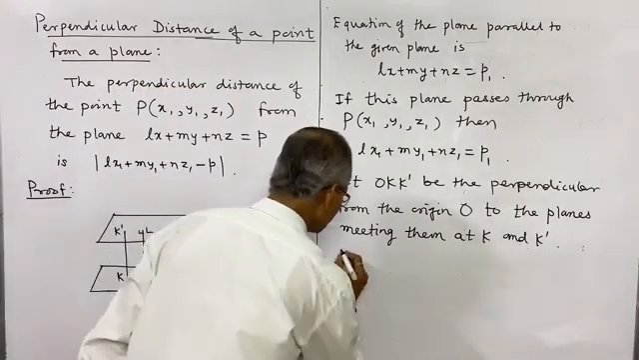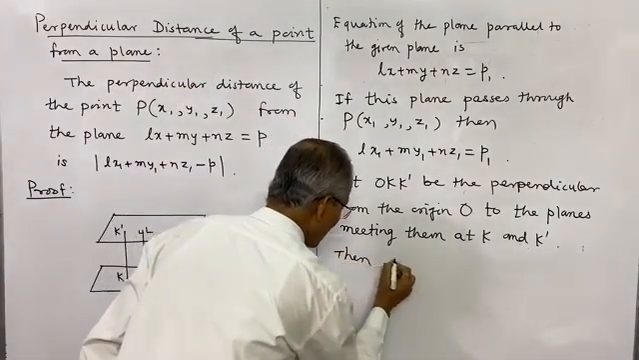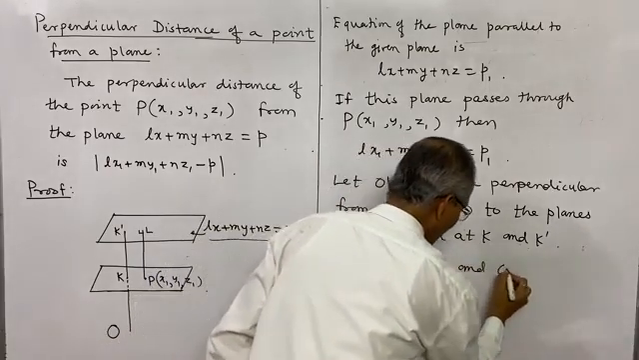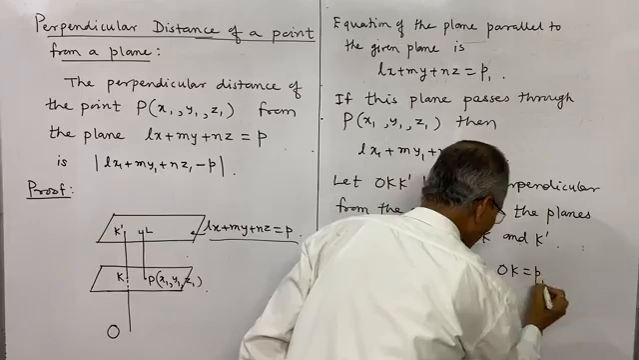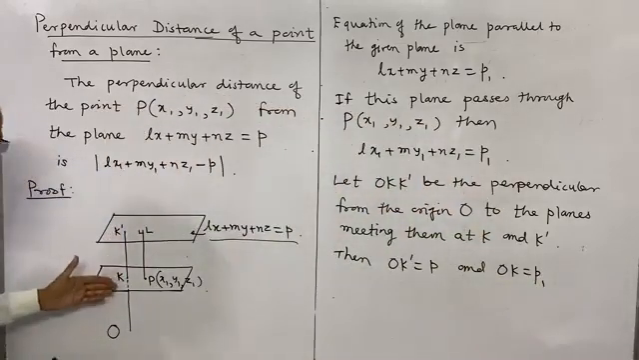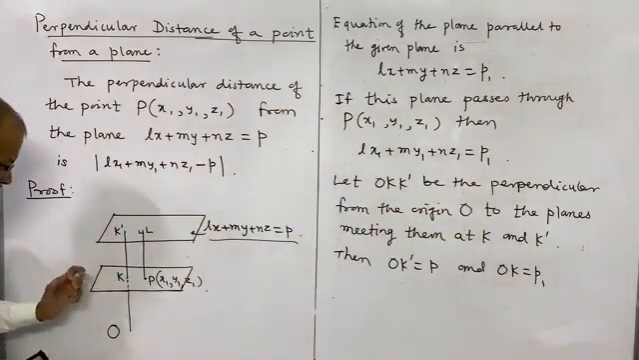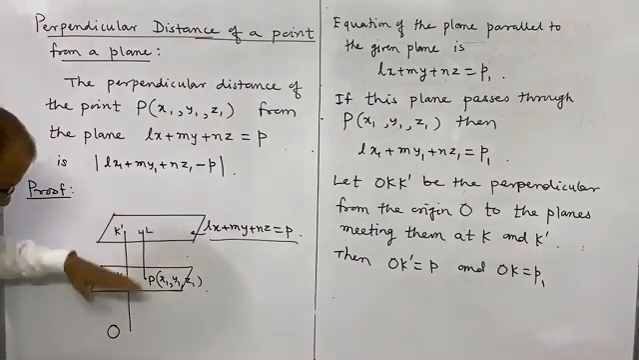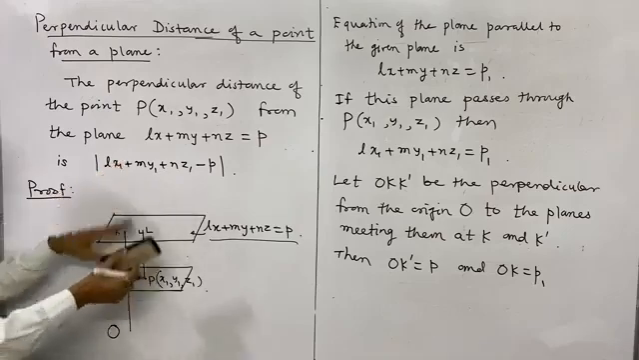So then OK dash is equal to P and OK is equal to P1. So this K and K dash are only the notations. Here this may be written as K dash, this may be written as K. This plane will be above or this plane will be below, or the position will be interchanged.